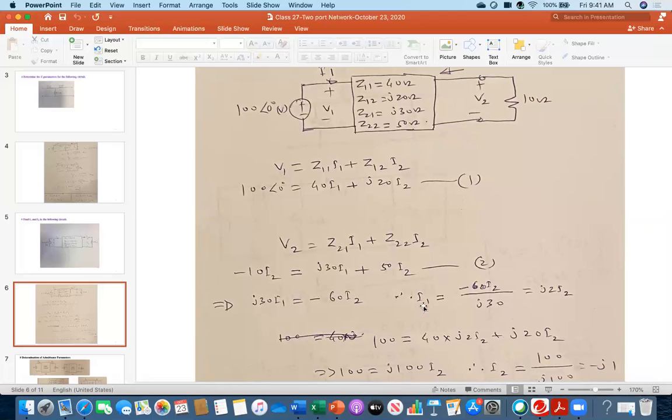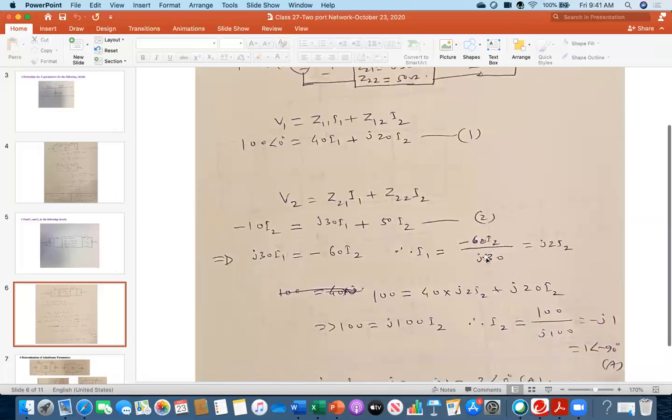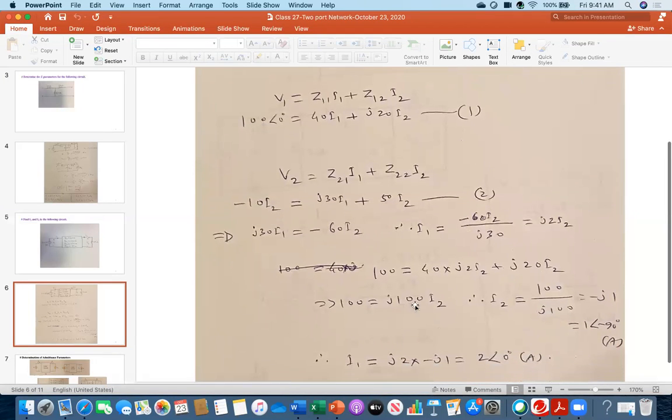And now you substitute I1 into this equation. So if I am doing that, look, this is 100, I am not writing 0 degree anymore because this is 0. And then 40 times the I1 value, this one j2 I2, plus j20 I2. So from there, after calculating I2, I got 1 at an angle of minus 90 degrees ampere. And then substitute this I2 value here. So I am getting j2 multiplied by this minus j1, so you are getting 2 at an angle of 0 degrees. So I am done, I1 and I2 values.